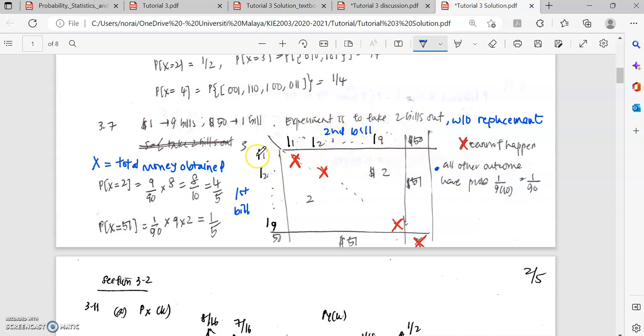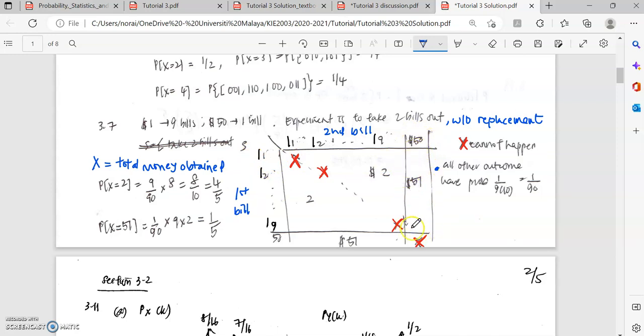You have one subscript 1, one subscript 2 to indicate you have 9 $1 bills as well as only one $50 bill. Similarly, on the second draw, you can have the first $1 bill until the 9th, so we can differentiate each $1 bill from the others, as well as one $50 bill. Inside this box are all the X values, which is the total money obtained. If you get $1 for the first draw and another $1 on the second, your total will be 2. If you get 1 and then 50, you get a total of 51.